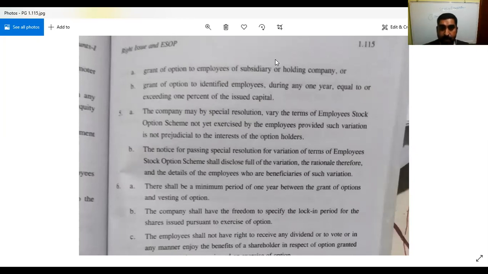Then there shall be a minimum period of 1 year between the grant of options and vesting of options. അങ്ങനെ ഗ്രാൻഡ് ചെയ്ത് അത് നടപ്പാക്കുന്നതിൽ there should be a time lag of minimum period of 1 year.